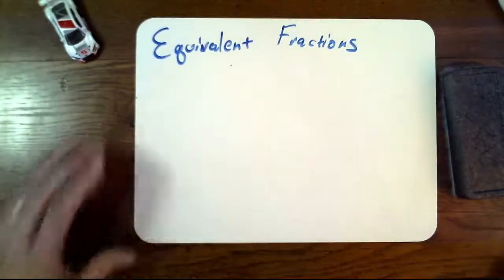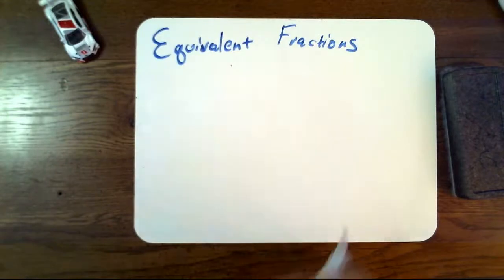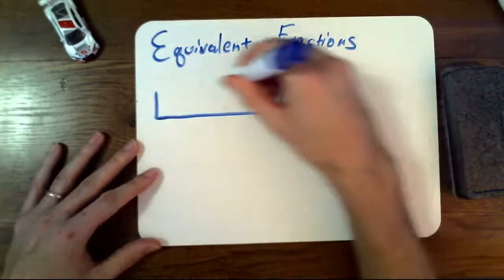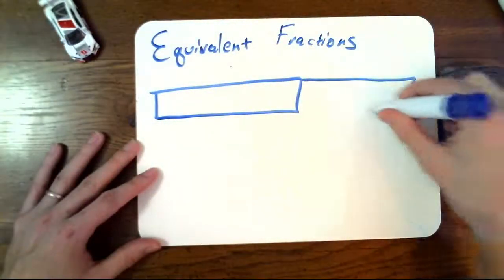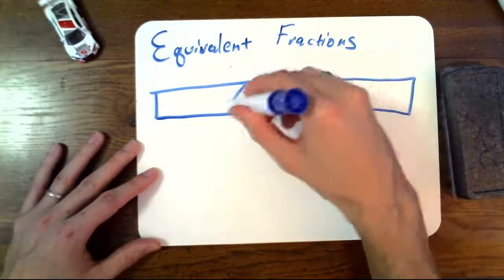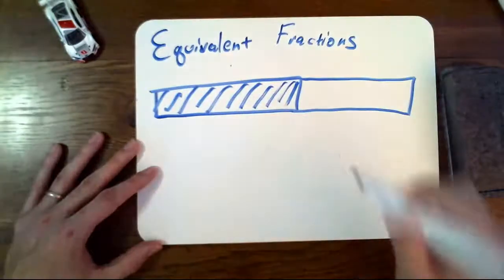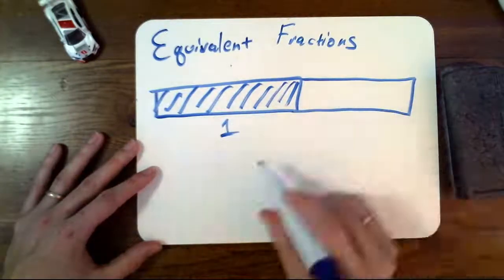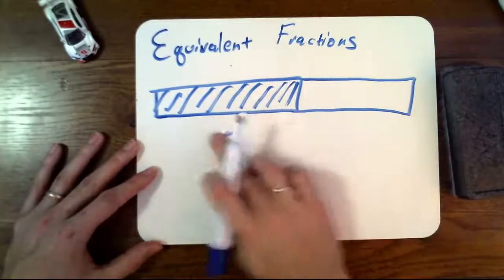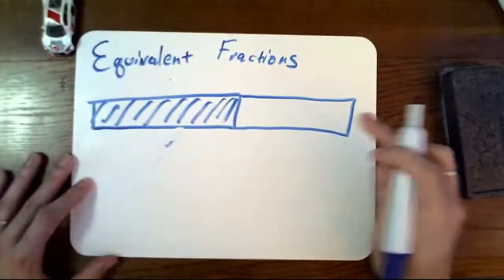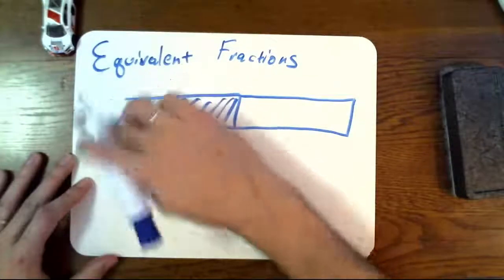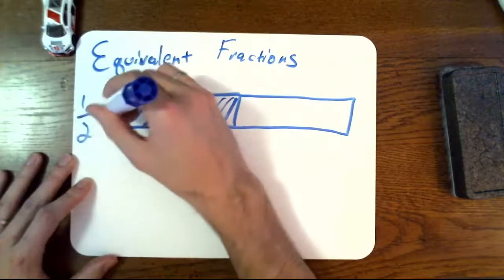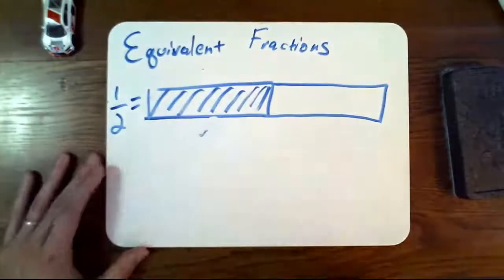Just for a little bit more understanding, graphically, the way that looks is how many shaded pieces do I have? Well, I have one shaded piece out of 2 pieces. So I can write this as, let me make a little bit more room here. I can write this as one shaded piece out of 2 pieces.